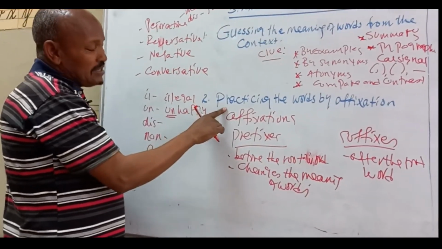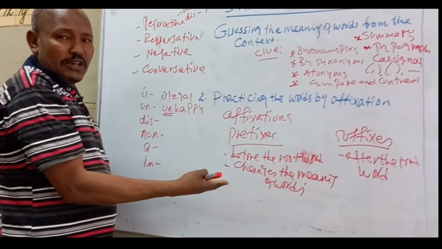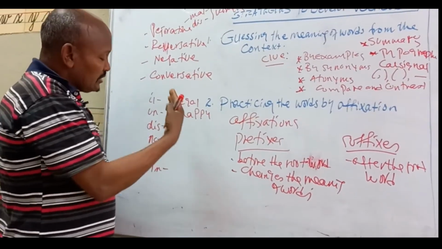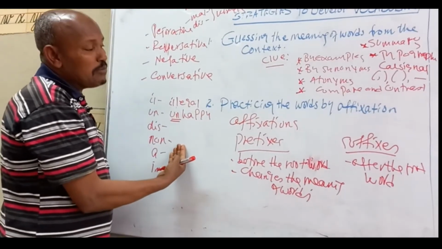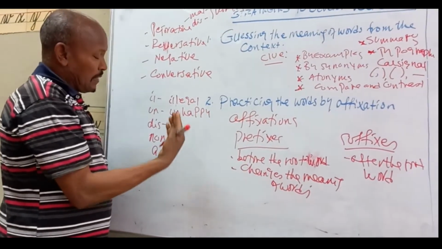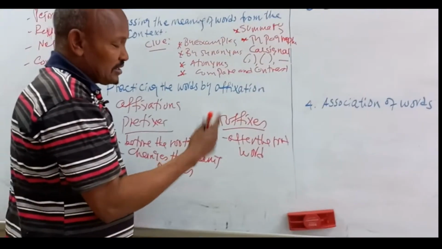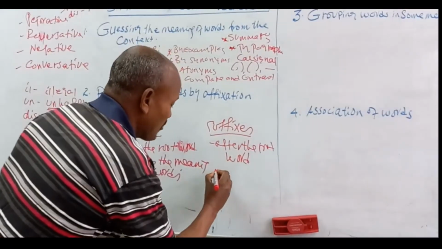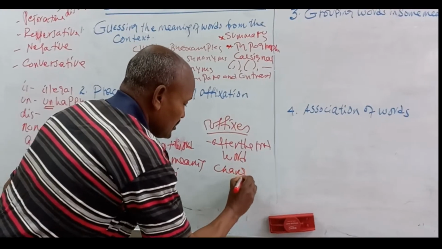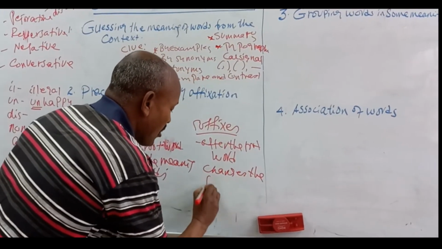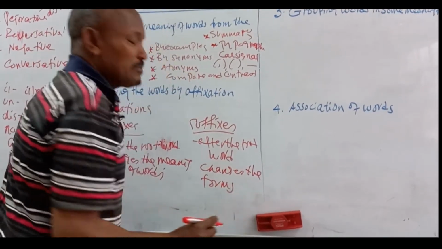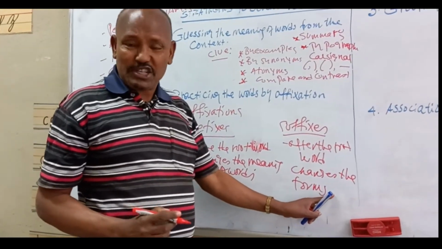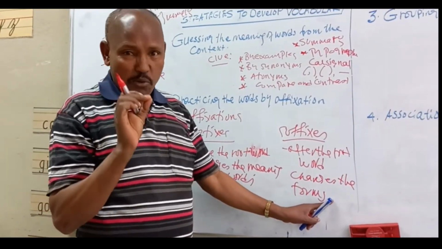So practicing means, by separating the different affixes, we understand the meaning of that vocabulary. This is one way of improving our vocabulary. The other one is suffixes. We can add suffixes after the root word. It changes the form, but not the meaning of the word. It changes the part of speech, not the meaning of the word.